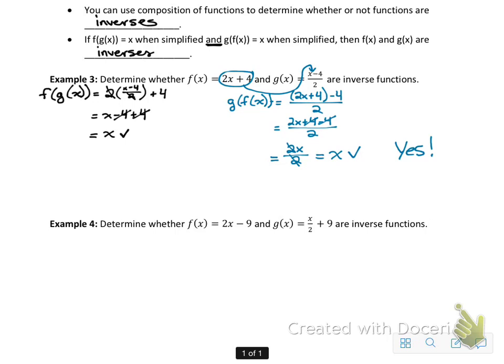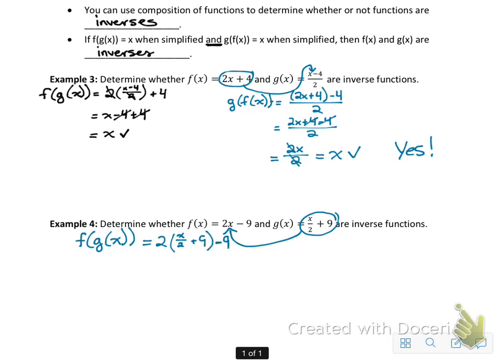All right, let's try that one more time. So we need to determine whether f of x equals 2x minus 9 and g of x equals x over 2 plus 9 are inverse functions. So we still need to do both the f of g of x and the g of f of x. So the f of g of x is when you take your g of x and you plug it into f of x. So we're going to plug it in right there. So we end up with 2 times our g of x, so x over 2 plus 9 minus 9.